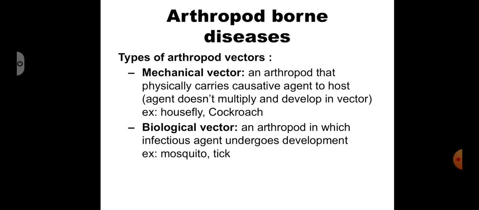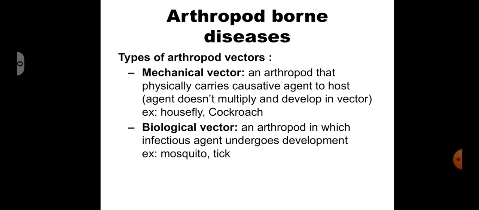Looking into types of arthropod vectors, they can be mechanical vectors or biological vectors. Mechanical vectors are arthropod vectors that just physically carry the causative agent. It's not that the agent multiplies within their body, it is only physically present on their body, like cockroaches and houseflies, which carry the disease-causing agent on their body, and can transmit this pathogen into the food, and when you consume such food, you get the disease. So the pathogen is present just physically on this vector, it's not within the body of the vector.